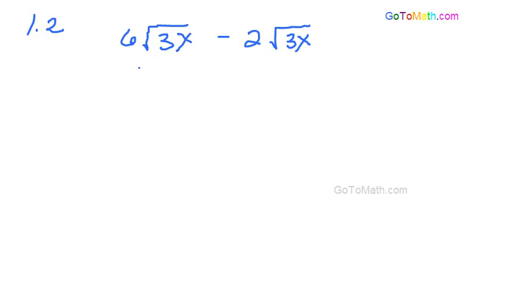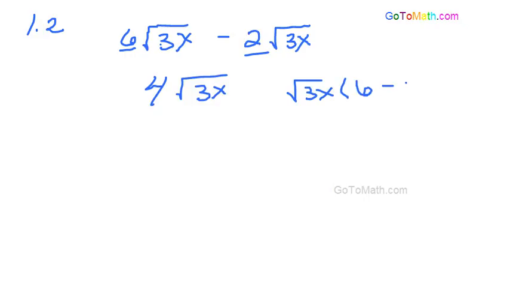We can actually look at this a couple different ways. Since these are like radicals, we can look at their coefficients and just combine them, and so we get 4 times the square root of 3x. Another way of doing this is we can factor out the square root of 3x, and we'd have 6 minus 2. Now, if you distributed the square root of 3x across, we should get back what we started with. And of course, 6 minus 2 is 4.